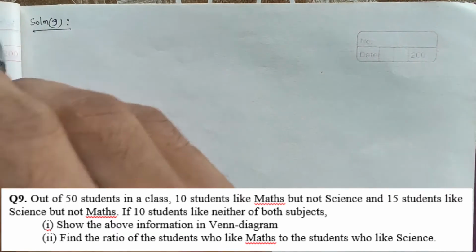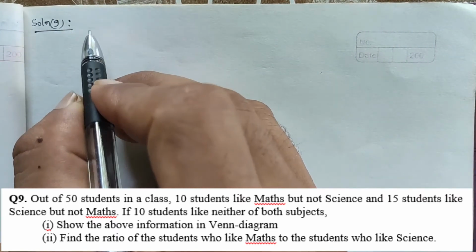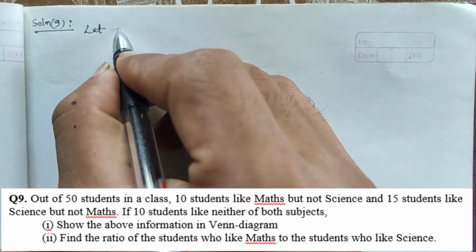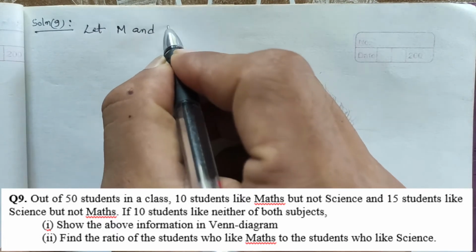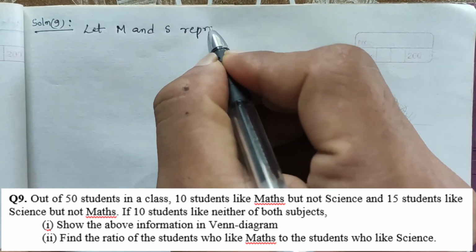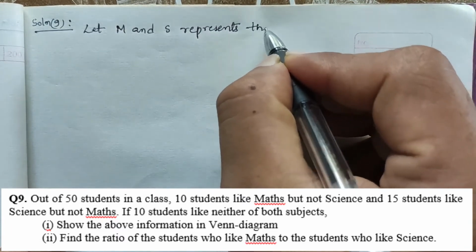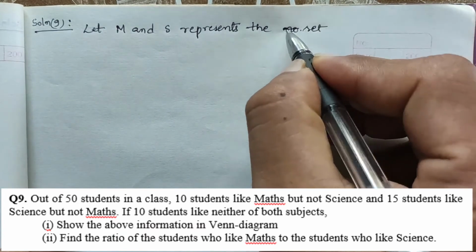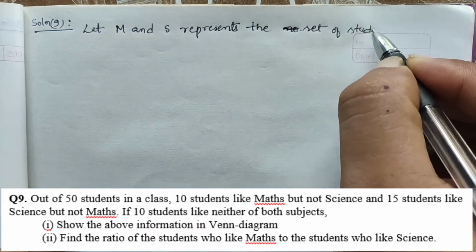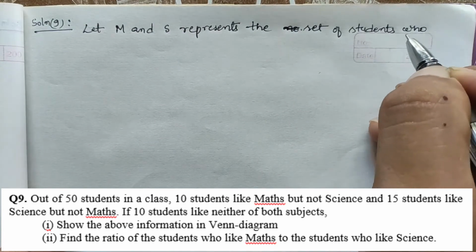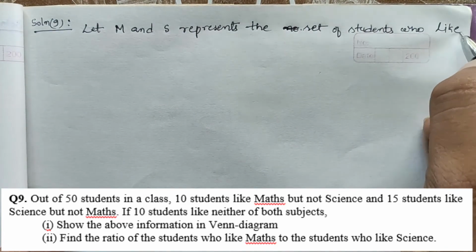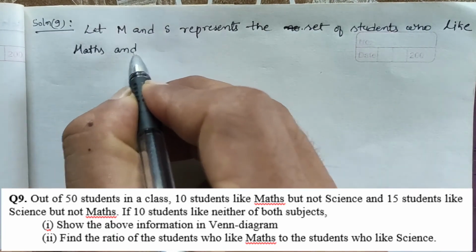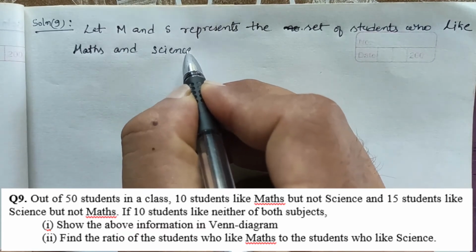Okay, let's solve it. First let's write the "let" part. Let M and S represent the sets, not numbers, the sets of students who like maths and science respectively.